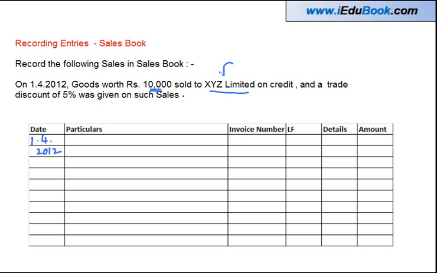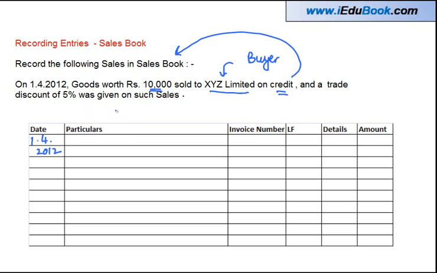So the buyer is XYZ Limited on credit. Obviously these have to be credit, otherwise these cannot be recorded in the sales book. And a trade discount of 5% was given on such sales.